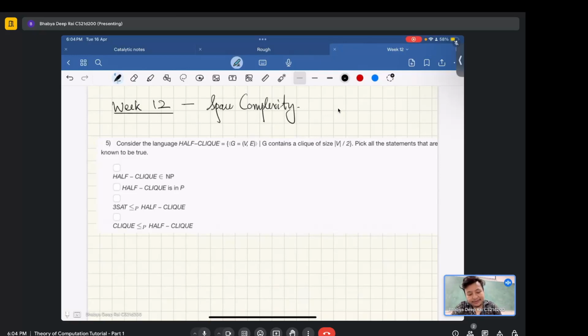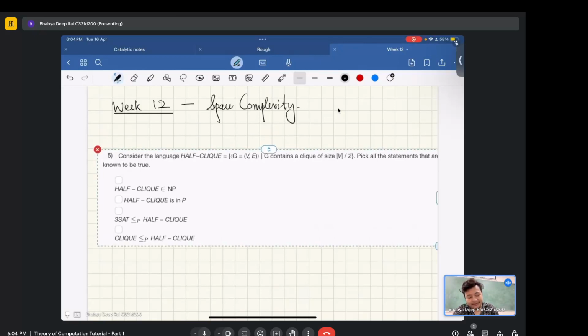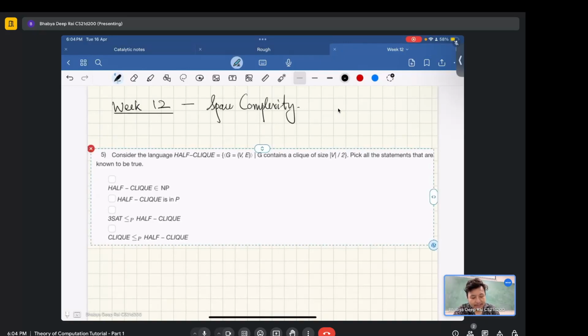this week's topic is space complexity. It talks about classes; before we talked about time complexity, now we are talking about how much space a particular problem actually requires. So as always, before we embark on the content of space complexity, we'll be solving a few of the questions handpicked from the previous assignment, that is the week 11 assignment.